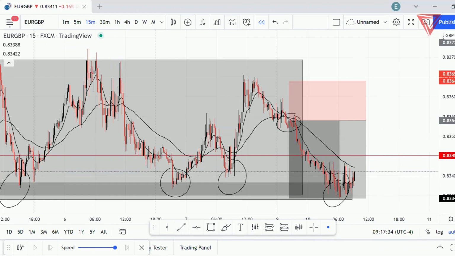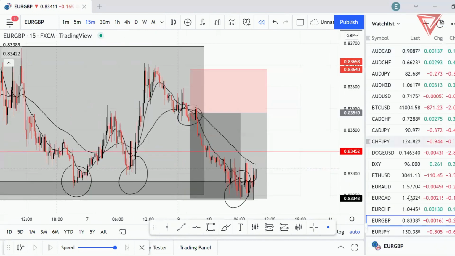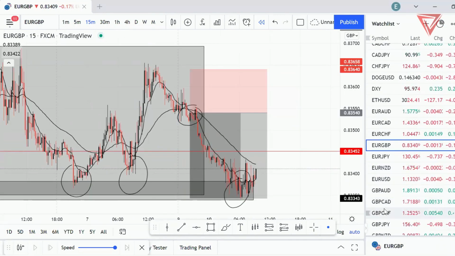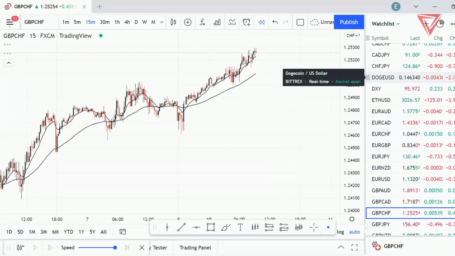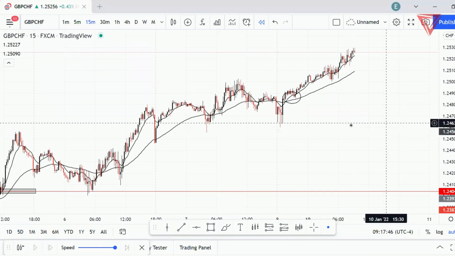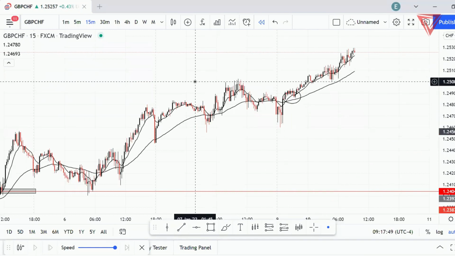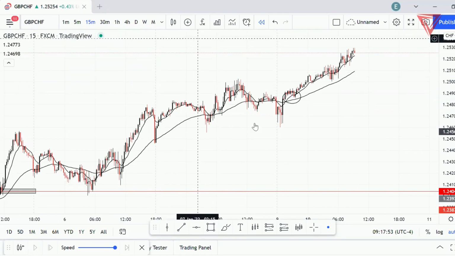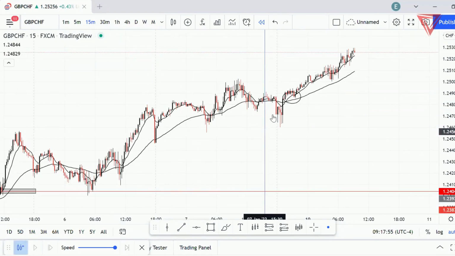Now, that being said, let's look at GBP CHF. As we know, GBP CHF is another GBP pair. It's not a GBP quoted pair, it's a GBP base pair. GBP base pairs are notorious for moving a lot. So let's look at this one now. Same reasoning, same exact reasoning, with a slight variation, but let's look at it.